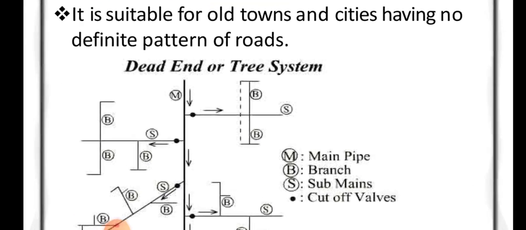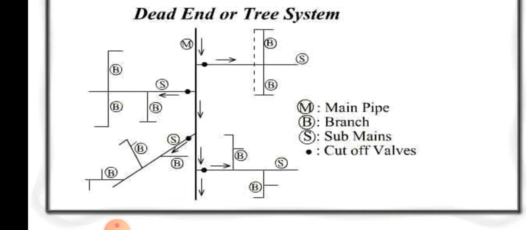So here you can see in the figure, M represents the main pipe, B represents the branch, S represents the submains, and then of course you have the dots, which refer to the valves that are needed for the operation of a distribution system. Now coming to the advantages and disadvantages of a dead end or a tree system.